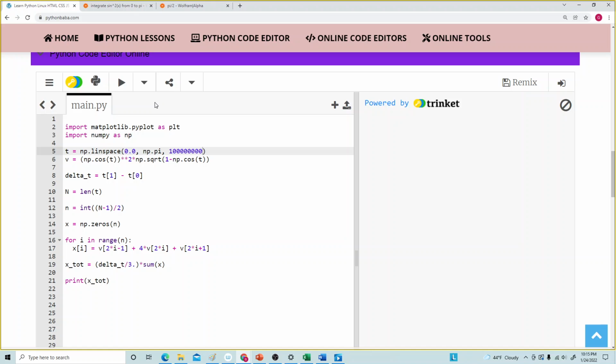So I'm at 100 million now, and it will probably take the computer some time to do this.